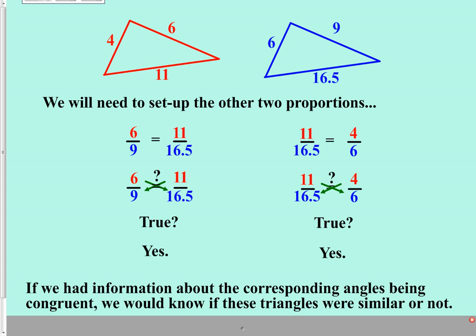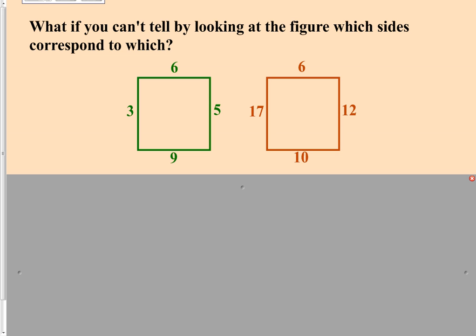Okay, what this means is these triangles might very well be similar. Their side lengths, the corresponding side lengths, are all in proportion from one figure to the other. If we had come across even one of these proportions that did not work out correctly, then the entire answer would be a no. Okay, so let's look at one more example on this whole idea of what corresponds to what.